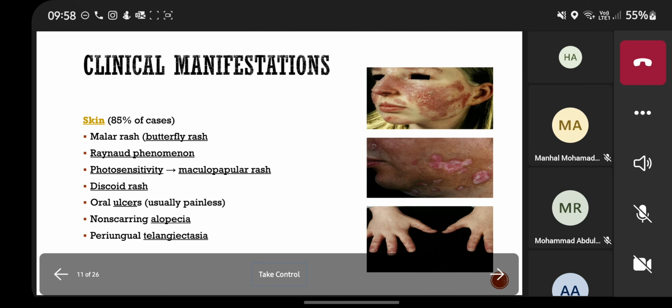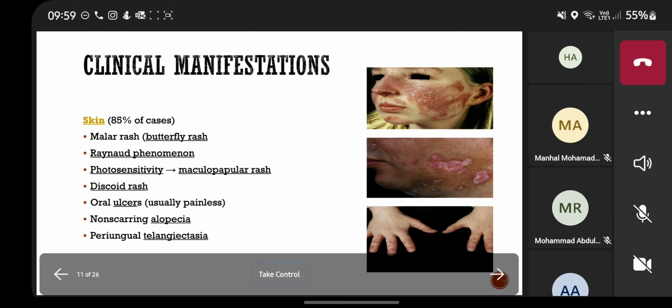Okay, in the skin, 85% of cases have malar rash, butterfly rash, as you see in the first photo, and Raynaud phenomenon, which is a problem that causes decreased blood flow to the fingers, photosensitivity, discoid rash, as you see in the second picture, and oral ulcers.